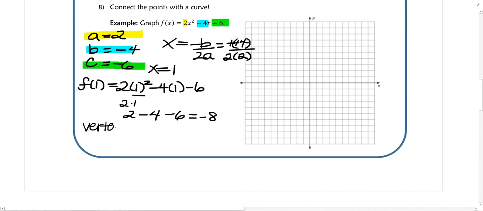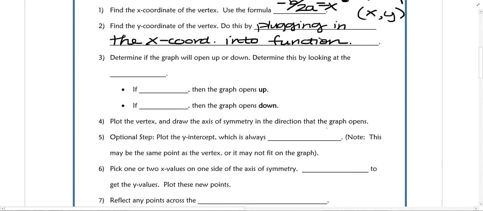So the vertex is 1, negative 8, and so we can go ahead and plot that on our graph. So over 1, down 8: 1, 2, 3, 4, 5, 6, 7, 8. Okay, so let's go up to the next steps.